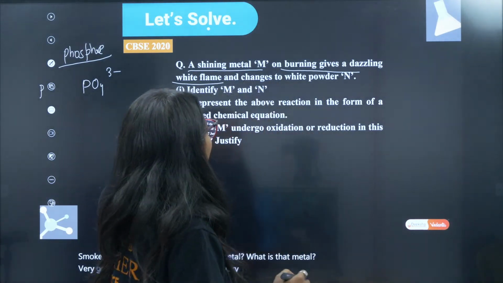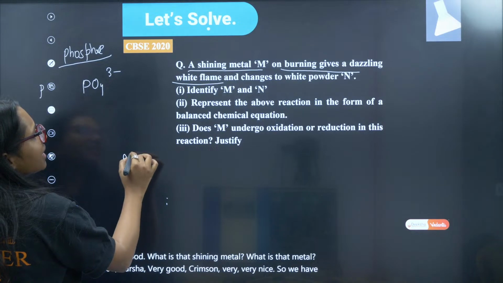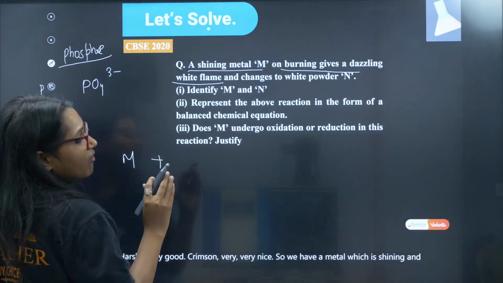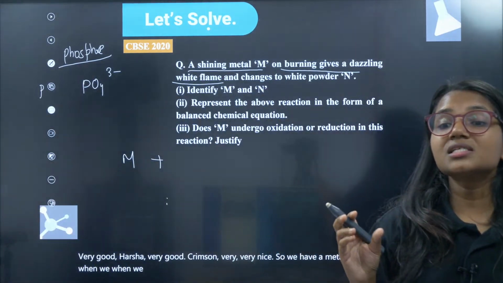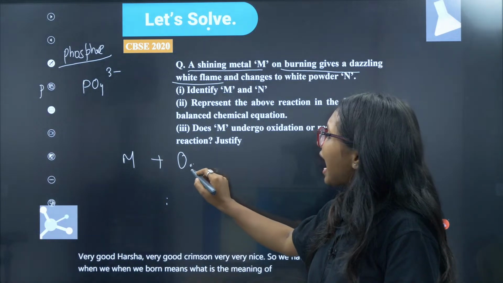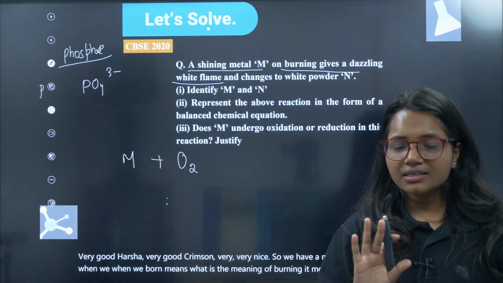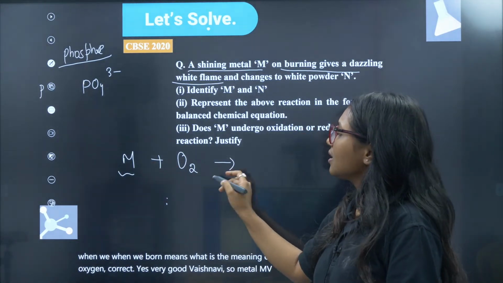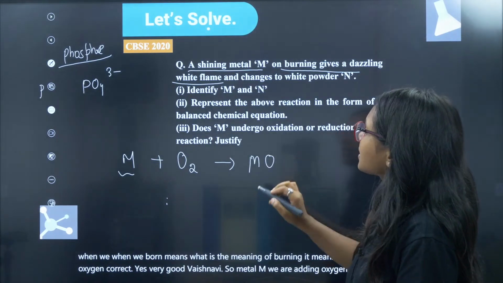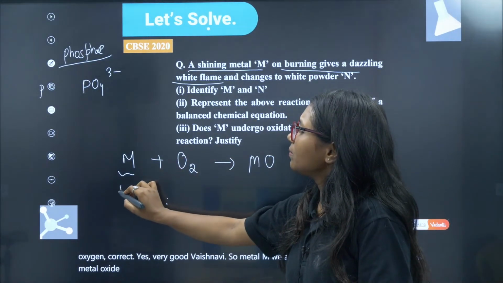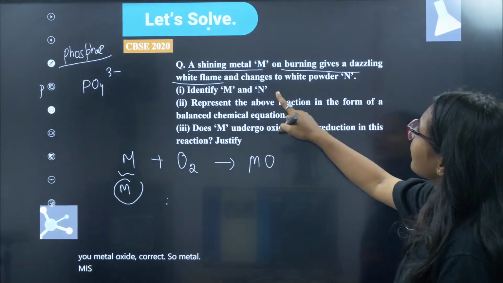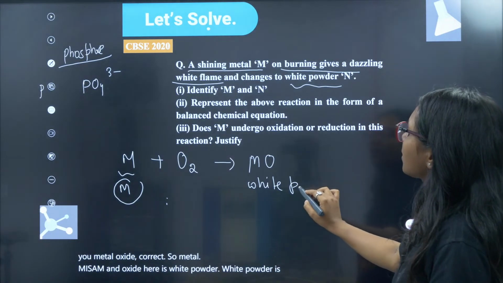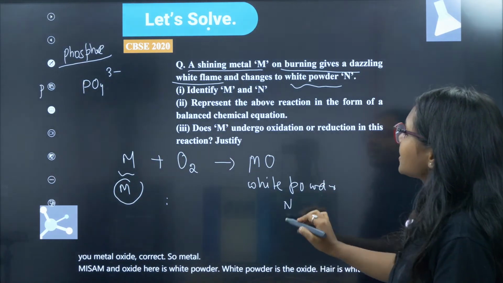Very, very nice. So we have a metal which is shining, and when we burn it, what is the meaning of burning? It means that we are adding oxygen. Correct? Very good, Vaishnavi. So to metal M, we are adding oxygen and it is giving you metal oxide. Correct? So the metal is M, and the oxide here is a white powder. That is N. So what is this compound?